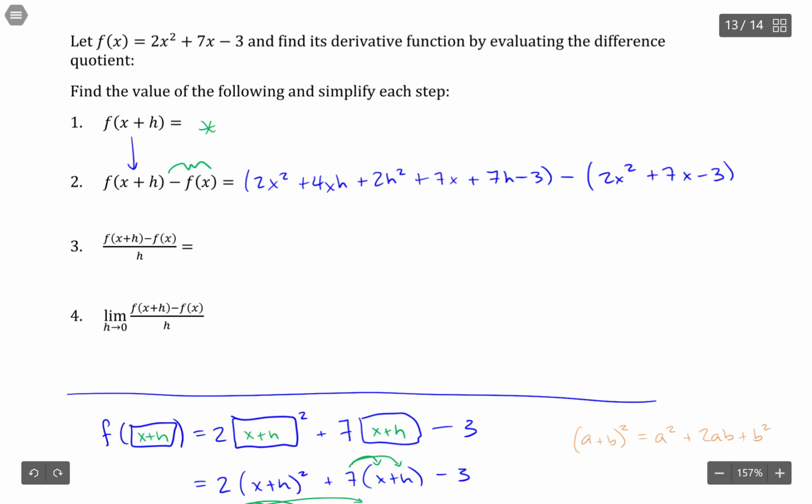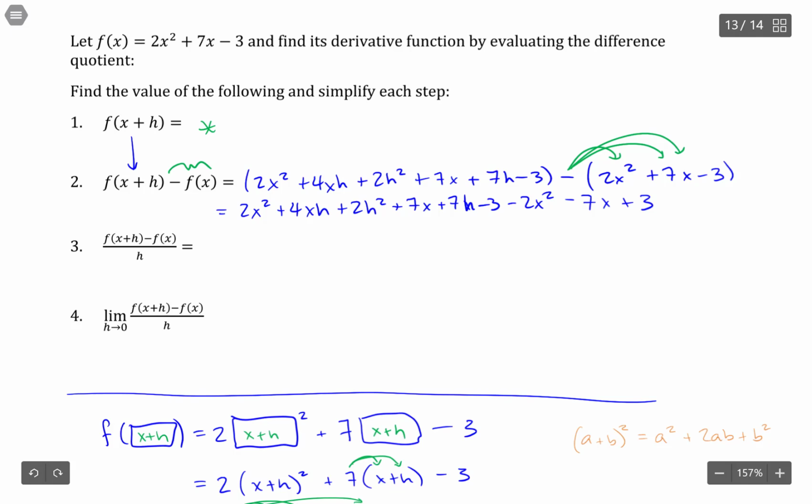And one thing I do need to be careful of is these parentheses here and here aren't technically necessary, so I can really just drop those. There's no multipliers in front of those. But there is a negative in front of this set, and we need to make sure that negative distributes. So this becomes all of this again, 2x squared plus 4xh plus 2h squared plus 7x plus 7h minus 3, then minus 2x squared minus 7x and plus 3.